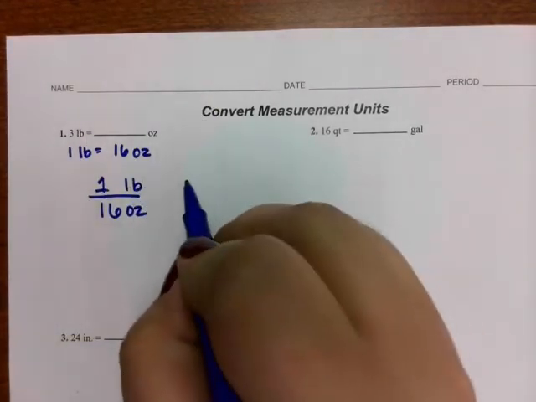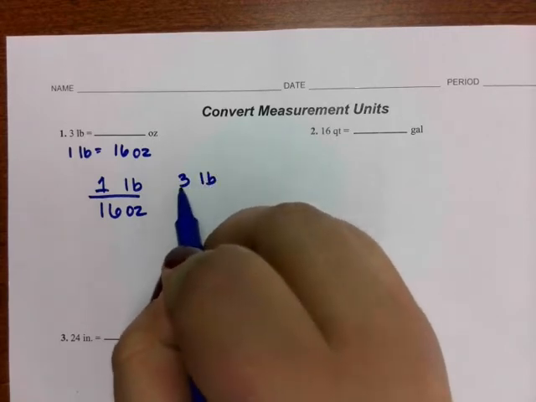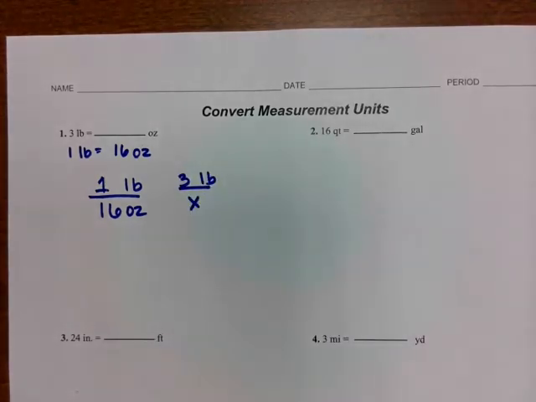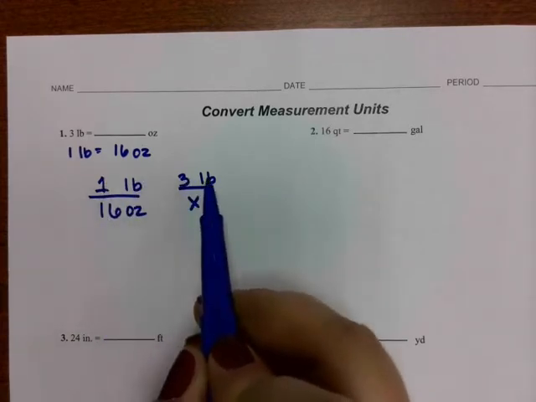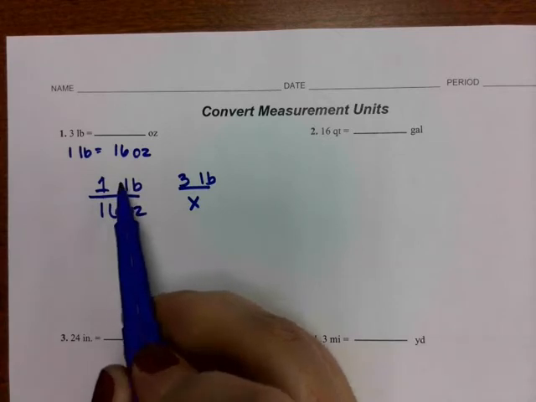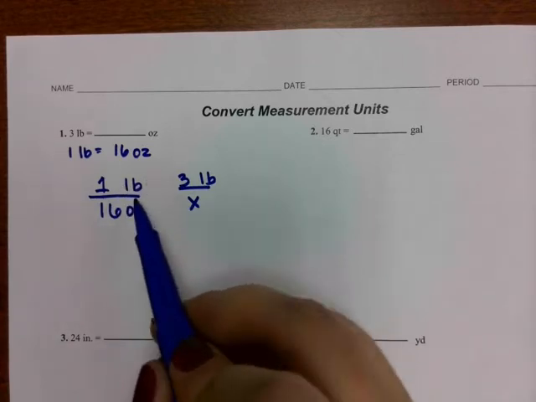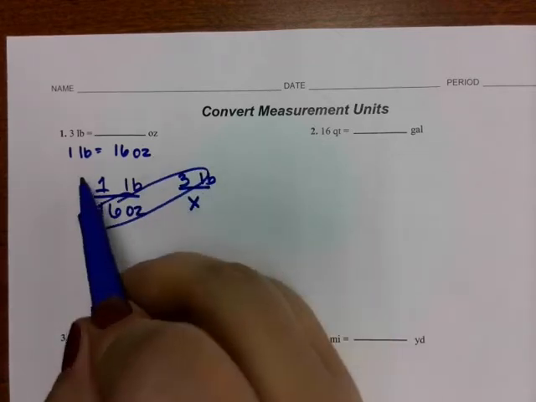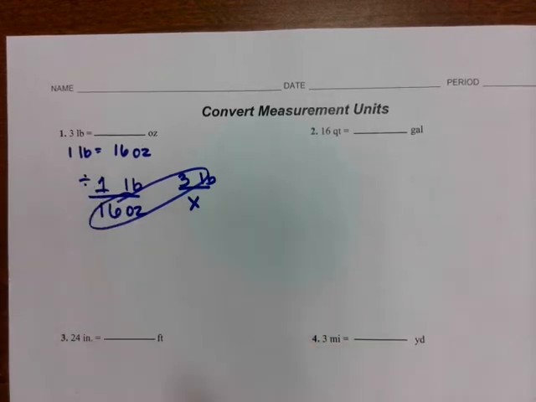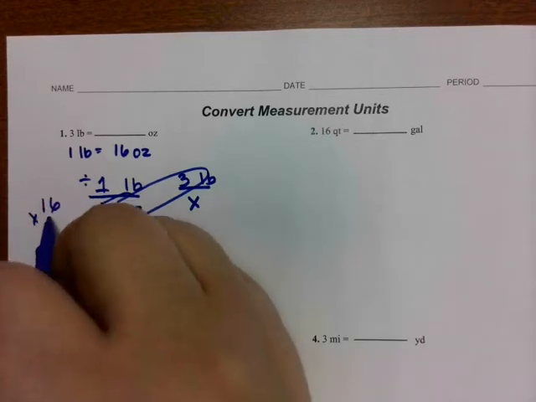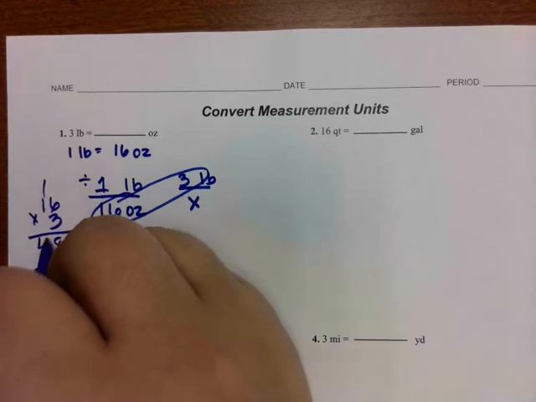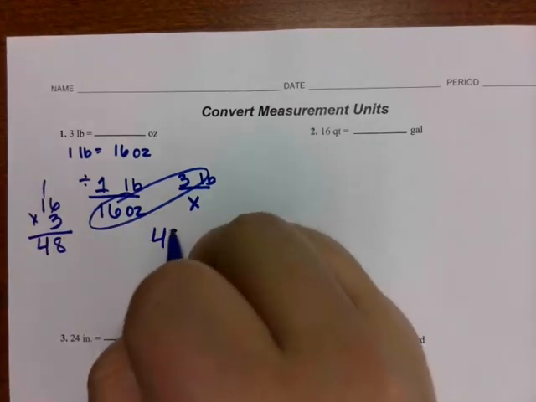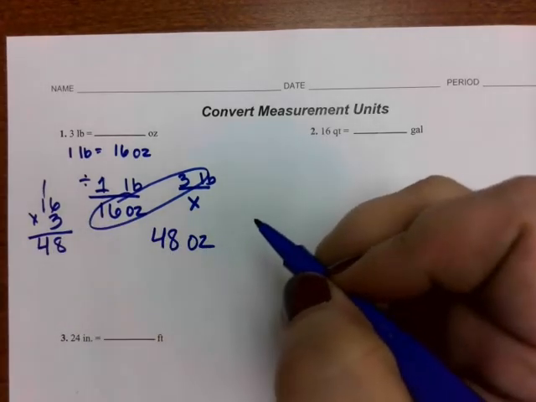My pounds are on top, so I'm going to put the 3 pounds at the top, and I'm solving for that X. So I have 1 pound, 16 ounces. I put my 3 pounds on top because pounds are on top. My X is on the bottom. Now all I have to do is cross multiply and then divide. But dividing by 1 is going to give me the same number, so really all I have to do is multiply. So 16 times 3 will get me my answer. So 48 ounces.